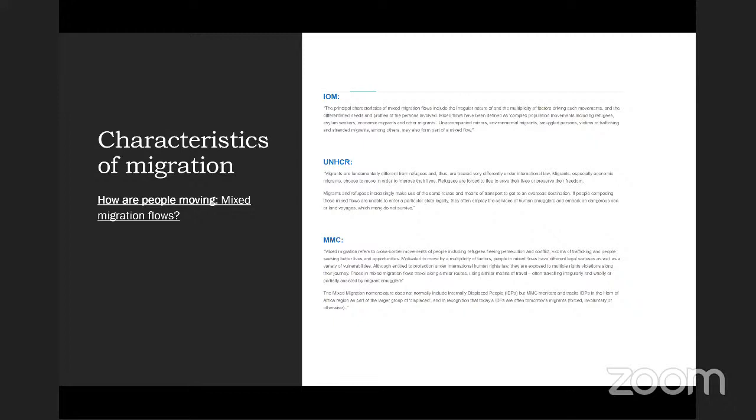It also gives an example here to say that in their particular case, the mixed migration nomenclature does not include internally displaced persons. But when they're doing their monitoring, as a center that provides a lot of data on mixed migration flows, they monitor and track IDPs in the Horn of Africa region as part of a larger displaced group, therefore recognizing that IDPs are often tomorrow's migrants. So there's that interplay between the different categories.